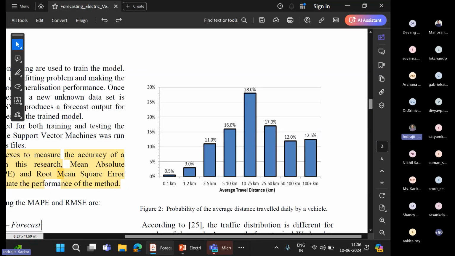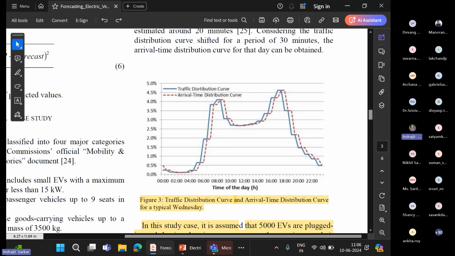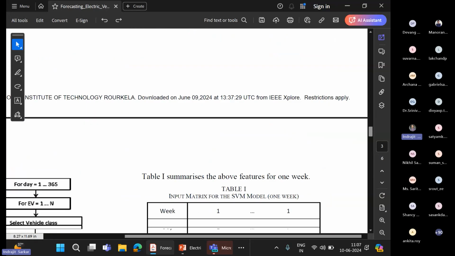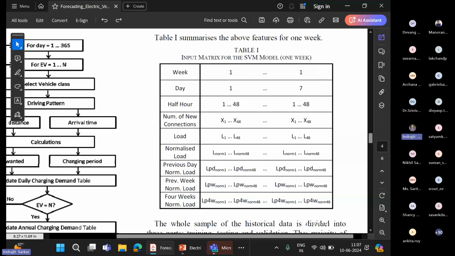Probability. What is the probability of travel distance, travel distance in percentage is given, and also the arrival time. Here the traffic distribution and arrival time, this dotted line is the arrival time, that is the 30 minutes delay they have taken, and based on that they have plotted the arrival time distribution curve as well. So you can get the arrival time as well. Then we do the calculations.